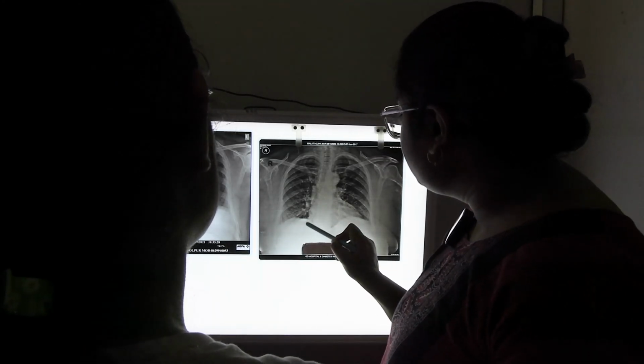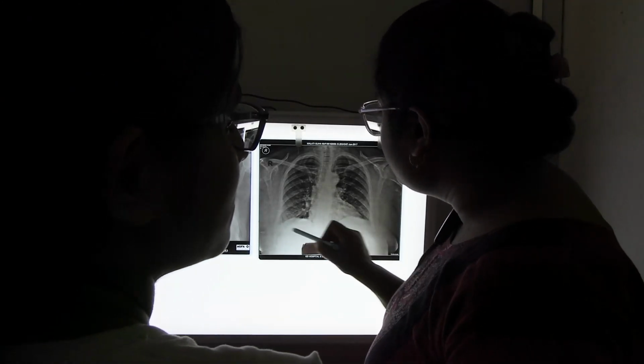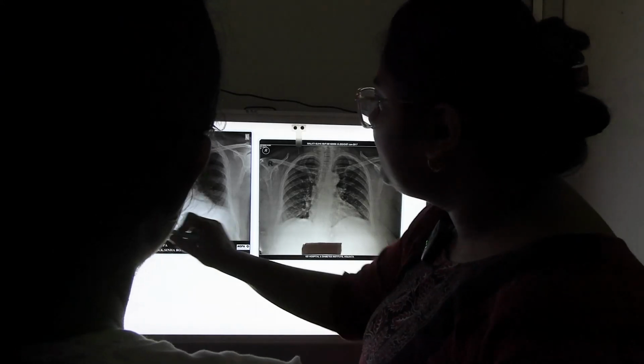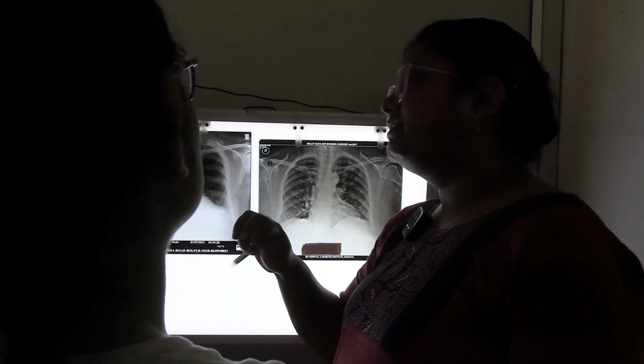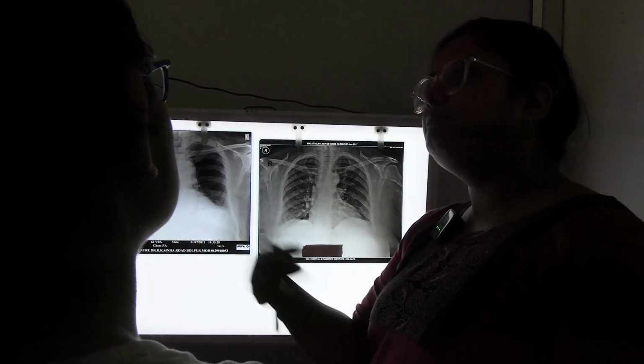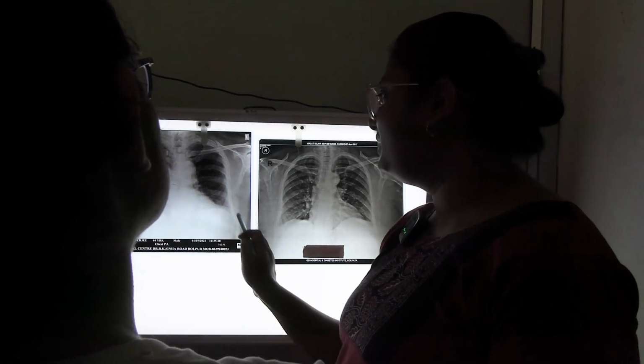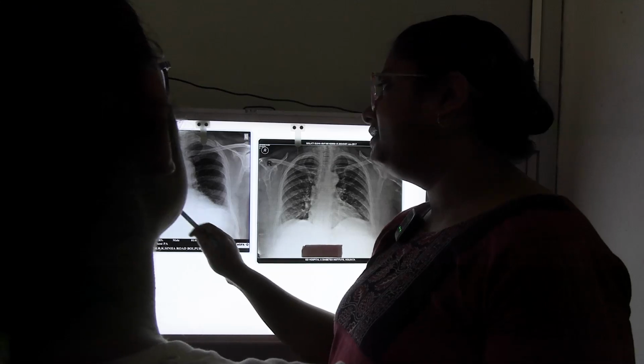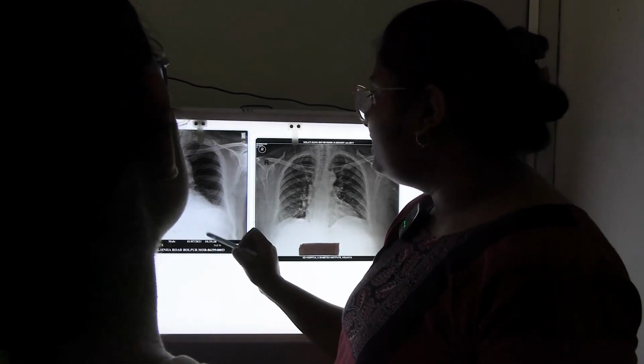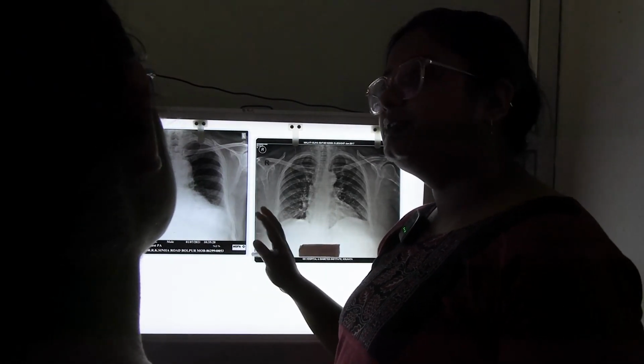Here also you can see the dome of the diaphragm, and below the dome of the diaphragm, sometimes there is a collection of air in perforation of the bowel. There will be a collection of air below the diaphragm. And the fundic gas shadow is also visible.